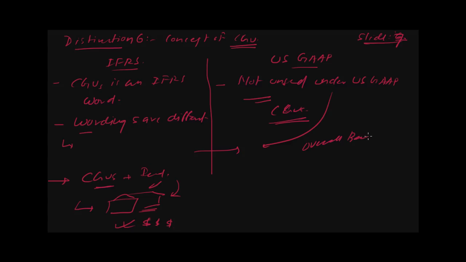So one may think that the concept is not there, but on an overall basis, both are primarily the same concept. No need to worry about how to allocate the impairment losses when the CGU concept is not there. It is there, but the word has not been used. So primarily they are the same, but one should be careful regarding the implication.